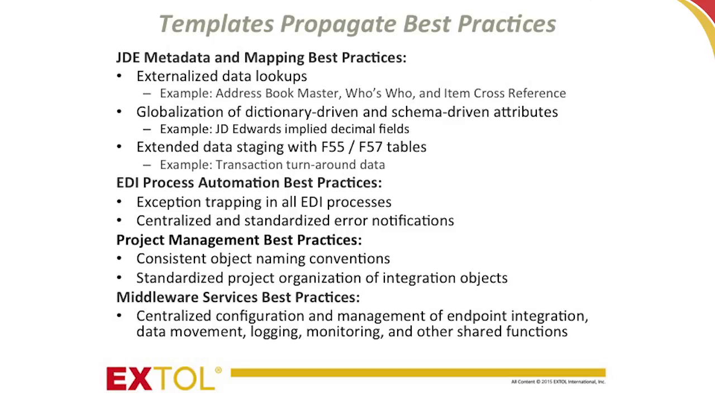EDI process automation best practices, exception management is a major example here. Our notifications can be incorporated in all of your business processes simply by incorporating a standard notification or exception handling process in your template. Project management best practices include things like consistent object naming and standardized organization of objects within the project. And then finally, there are some best practices that really lie outside the template.